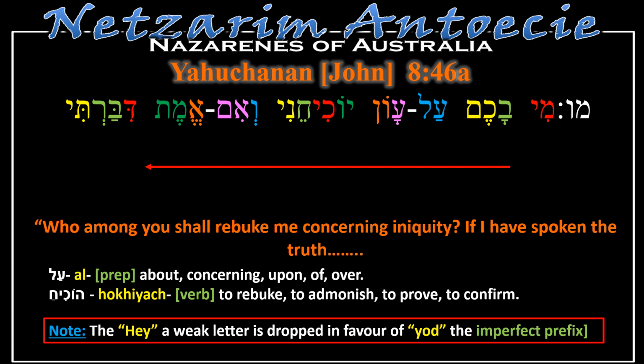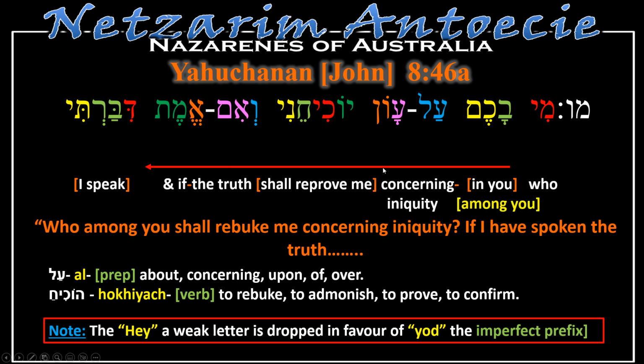Right, so now we can read that. Mi vakem al avon, v'im emet dibarti. And the translation: Who in you concerning iniquity shall reprove me? And if the truth I speak. Now the English translation: who among you shall rebuke me concerning iniquity, if I've spoken the truth?